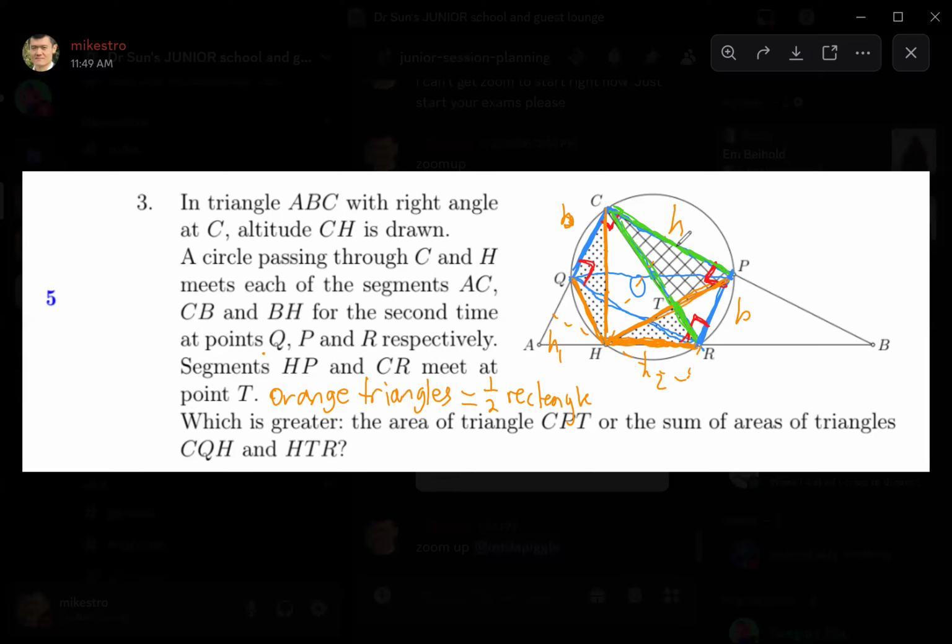So what can you tell me about the green triangle? This one, the green triangle, is obviously half of the rectangle. So this is equal to the area of the green triangle. Does that make sense? So now we just got to put it all together. I'll give you a few moments. How are we going to put it all together? It's all coming together now, right?